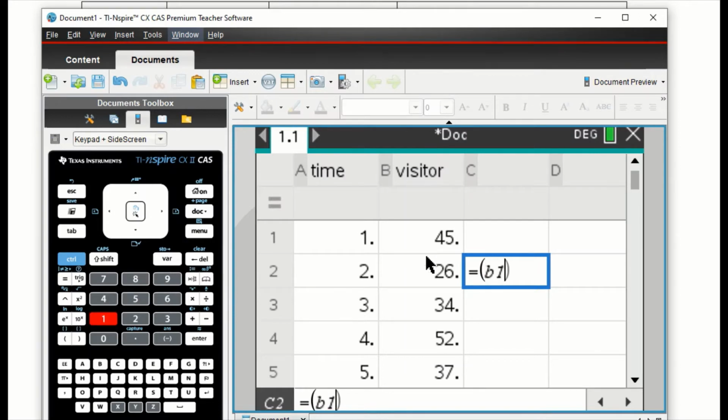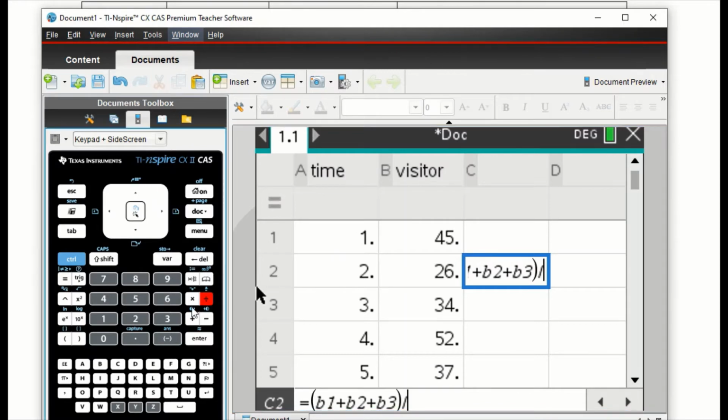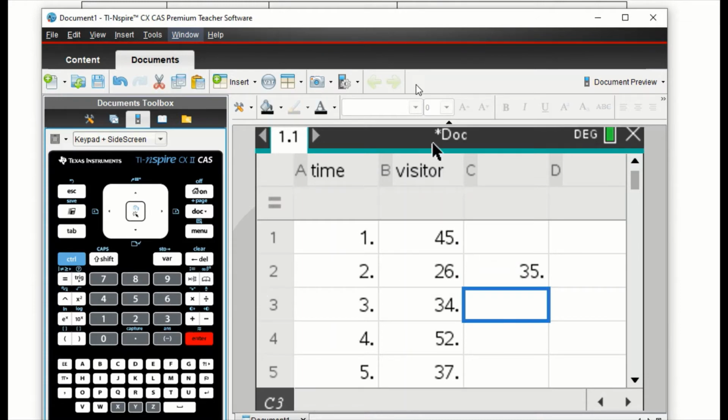Then 26 is going to be column B and row 2. So plus B2 and then plus B3. Make sure that you put an equal sign here. So equal sign, then we use a bracket because you're going to add them all together first before you divide by 3. So B1 plus B2 plus B3, then close your bracket. Then after that, divide by 3. Then you press enter, then you'll be able to get the number.